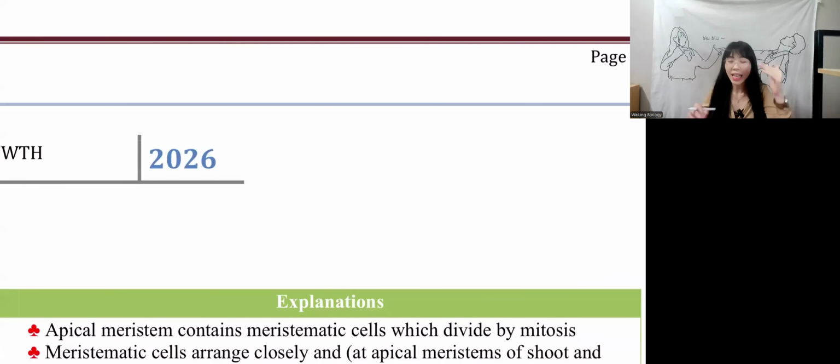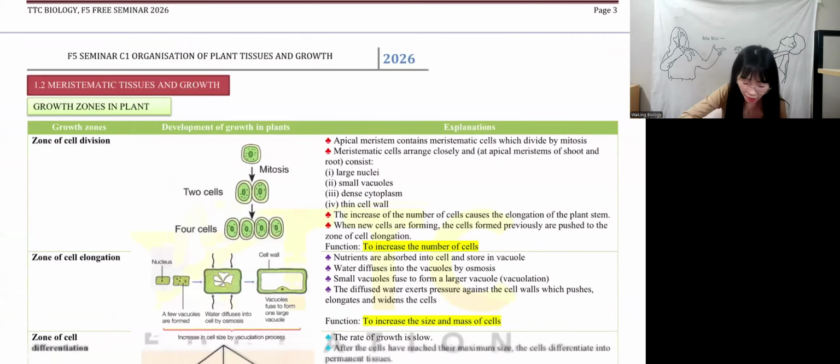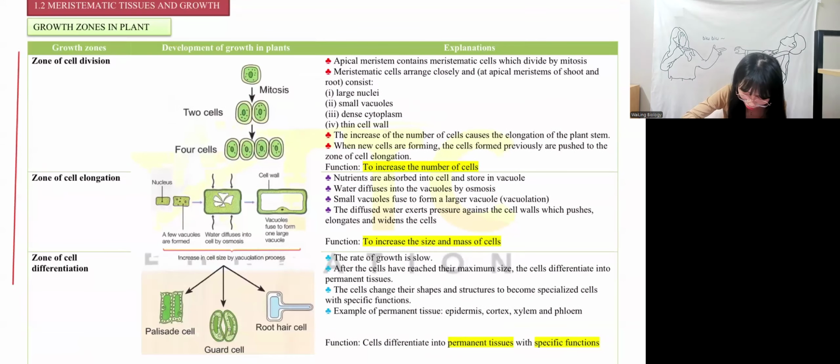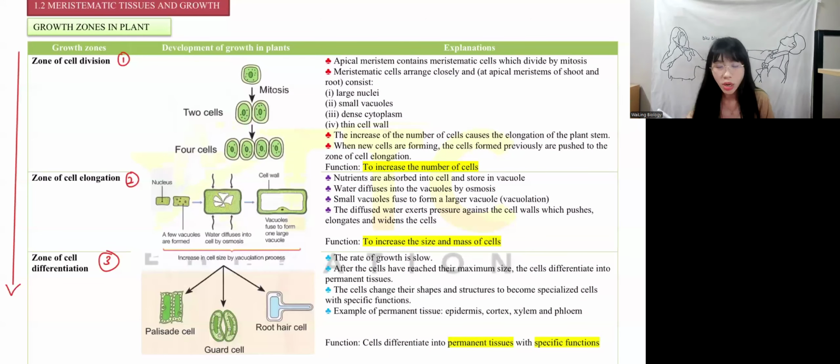Remember, in a sequence means when there is no division, the rest of the process will never occur. They are in a sequence. So we're going to start from top to bottom in a sequence. Okay, 1, 2, 3. Starting with the zone of cell division.